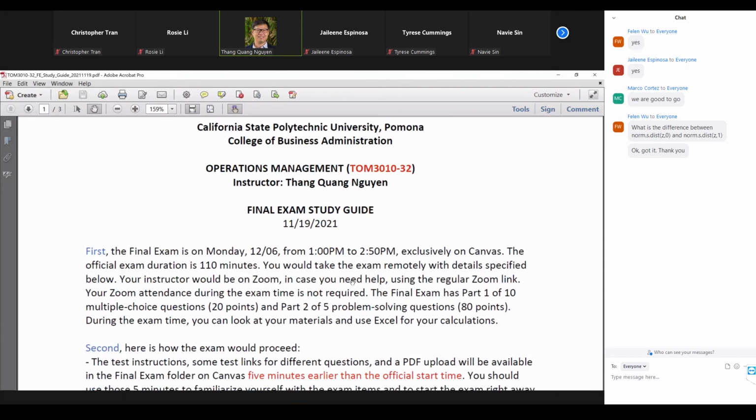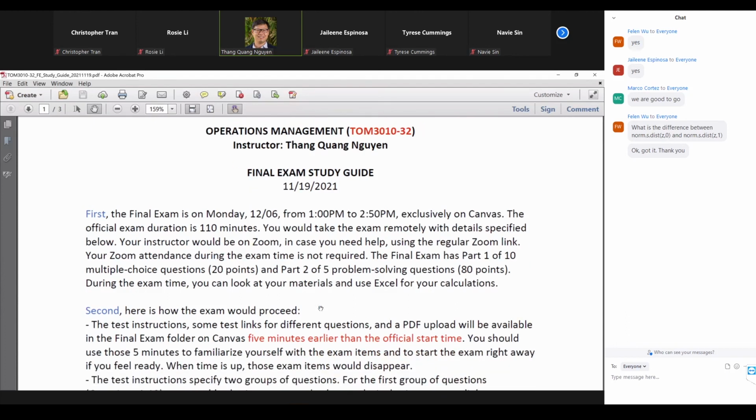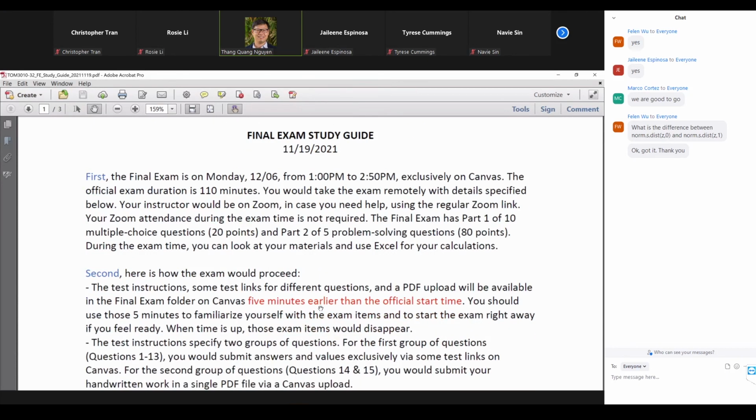So everything here is on Canvas. I would give you 15 questions in total. The first 10 questions are multiple choice and only for 20 points. So you should not spend too much time on the 10 multiple choice questions. The next 5 questions are problem solving, right? That accounts for 80 points. So it's very similar to what we did in the midterm exam. So here are the following.